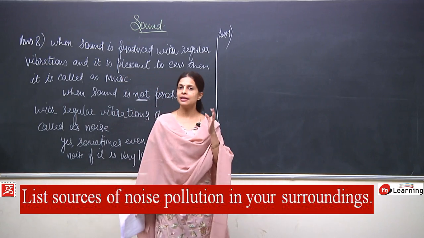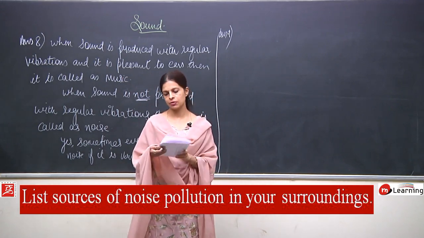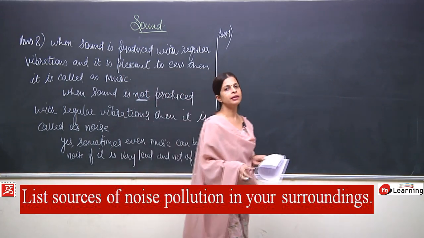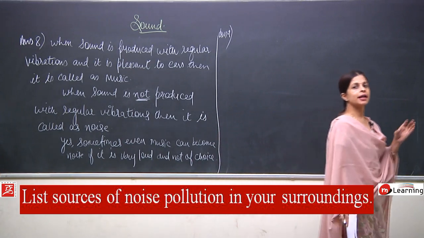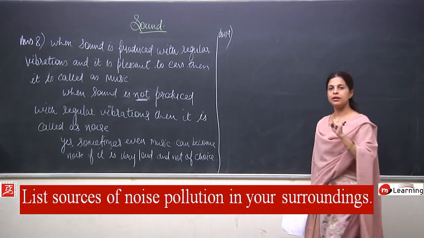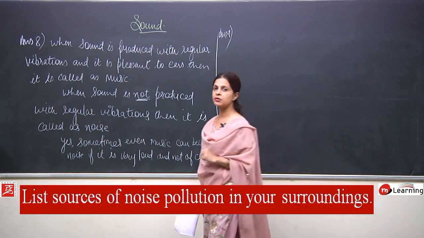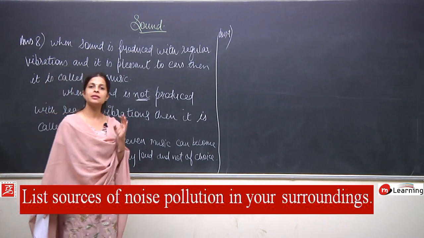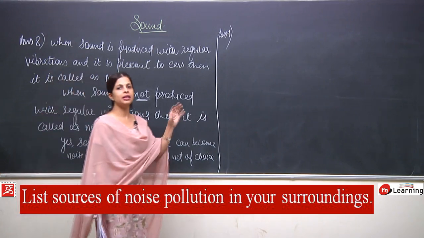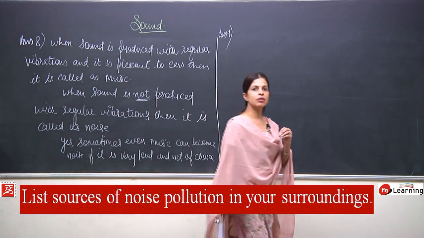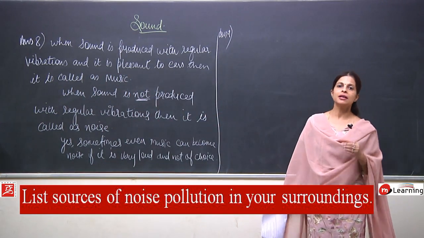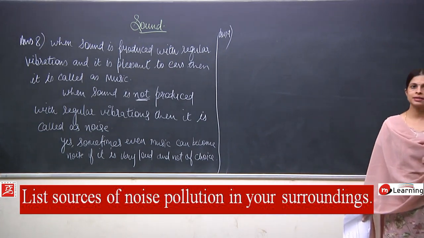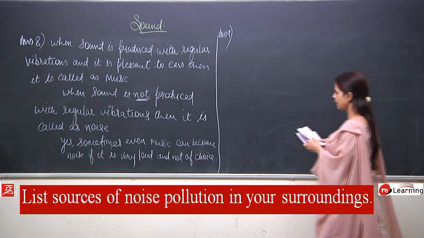In the question it is asked, nearby your areas. What is the question, children? Sources of noise pollution in your surroundings. That is the reason I am saying that if you stay near the aerodromes, it can be a source of noise pollution for you. So it depends from surrounding to surrounding, from person to person, where the person stays. But in general, the sound of the machines and the sound of the loudspeakers are some of the examples creating a lot of noise. So this one is answer number 9.